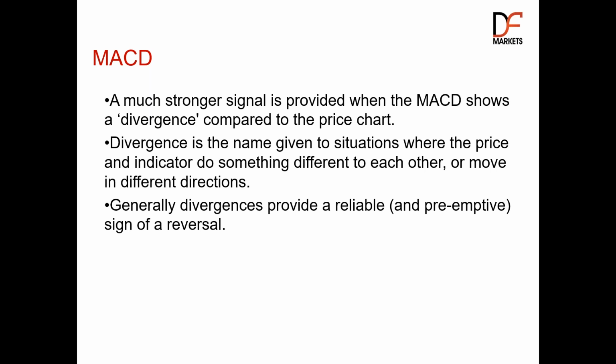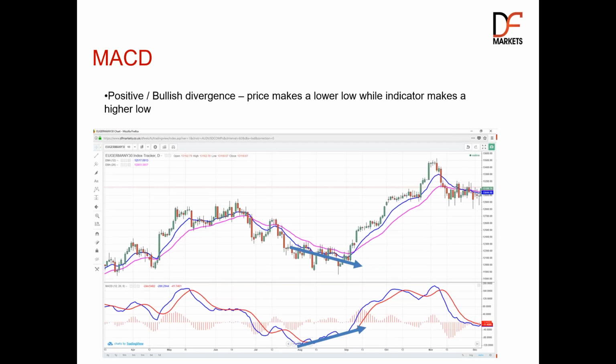Divergence is the name given to situations where the price and indicator are doing something slightly different to each other. They're moving in different directions. And generally divergences provide a reliable and sometimes preemptive sign of a reversal. For example, back to our DAX chart, the market is travelling lower during this period. We're making lower highs and lower lows, yeah? That's a classic sort of downtrend type of behavior.